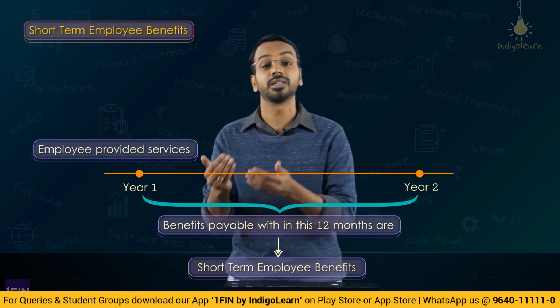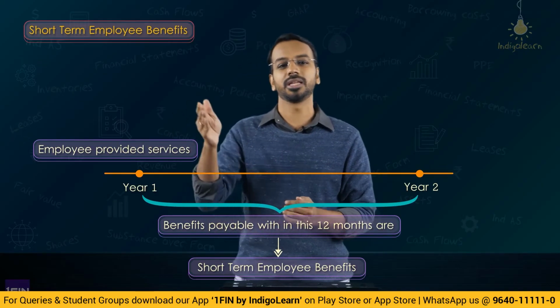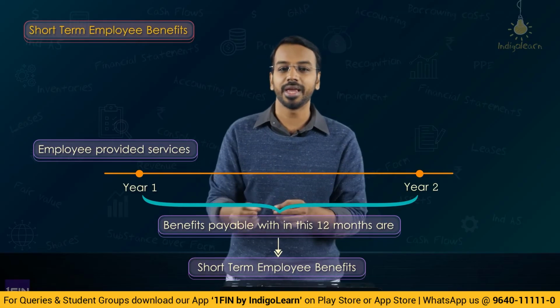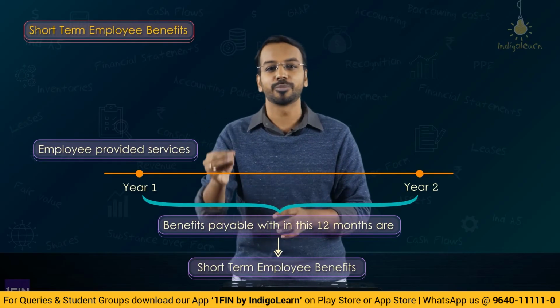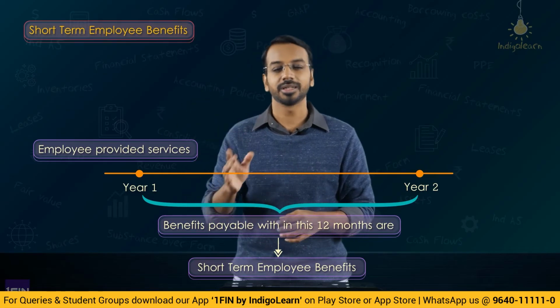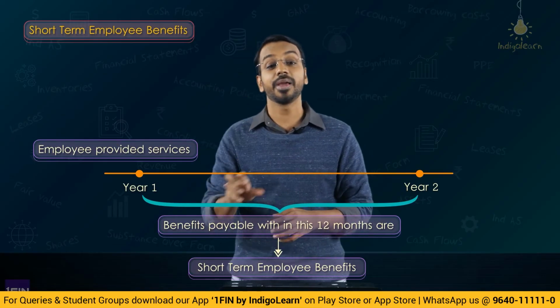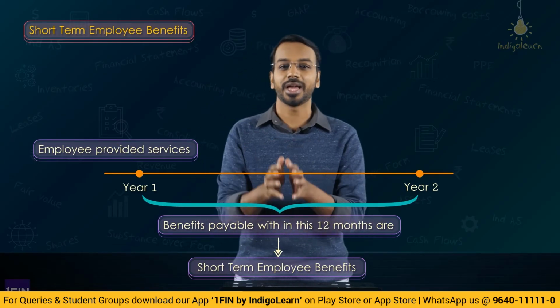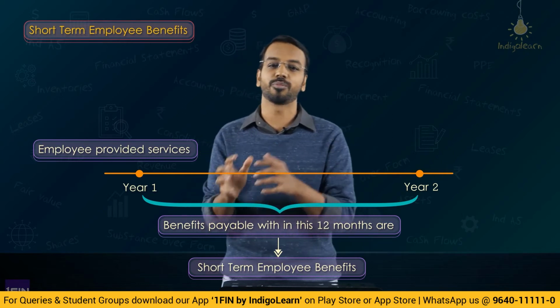For example, monthly salary. When is monthly salary paid? Maybe at the end of each month or at the beginning of the next month. That is paid before 12 months from the end of the period in which the employee renders services. That is to say, the employee, let us say, works in April. Salary will be paid either on 30th April or on 1st of May. It is paid within 12 months from the end of the period in which the service is rendered. So, this is called a short-term employee benefit.